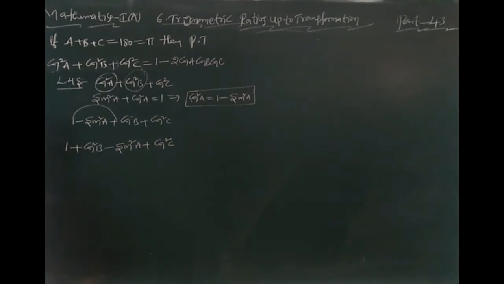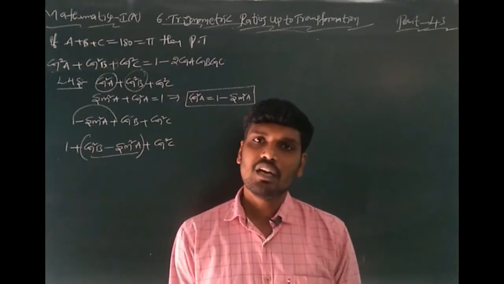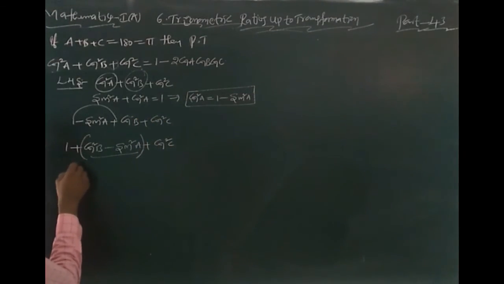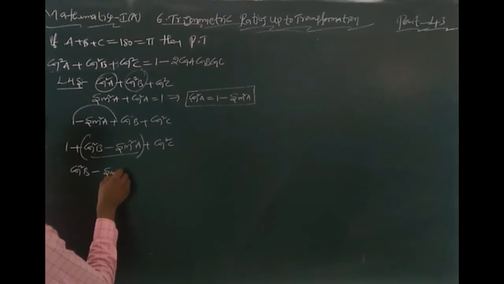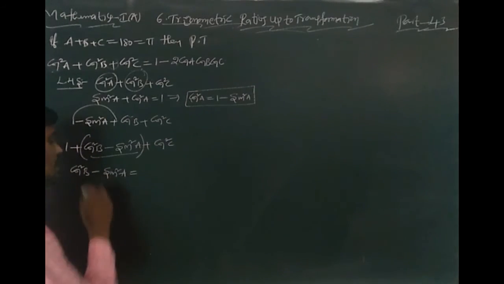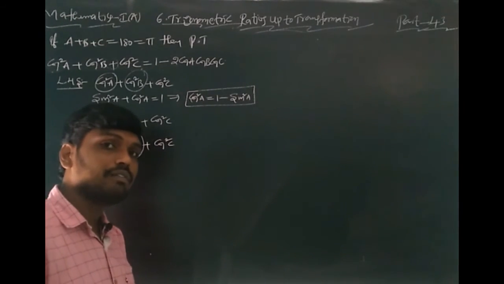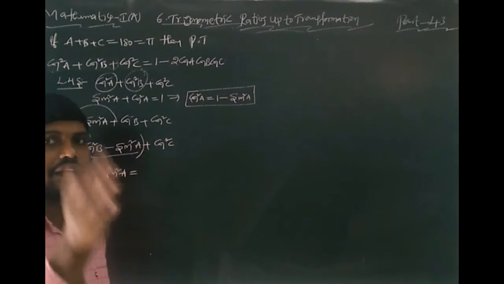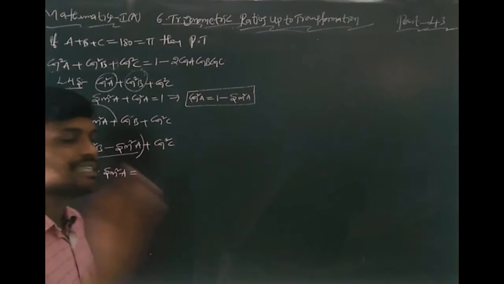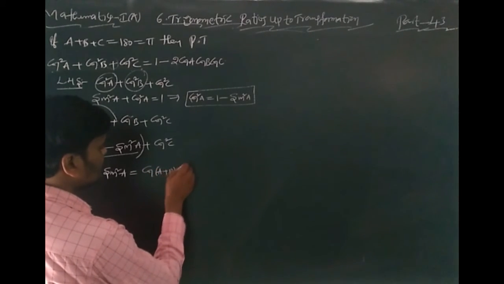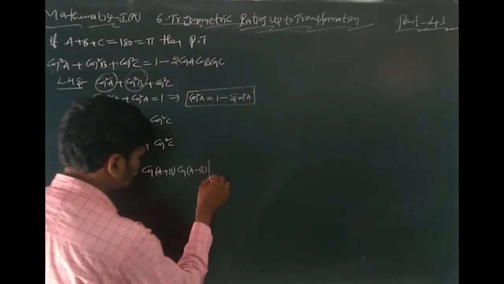After that, students, observe these two terms: cos square B minus sin square A. What is the formula of cos square B minus sin square A? You know this formula was already explained in the previous exercise, in the earlier formulas. Read and write perfectly, and you will easily understand these problems. The formula for cos square B minus sin square A is cos of A plus B into cos of A minus B. This one is the formula.